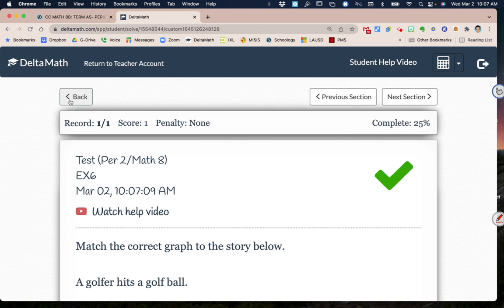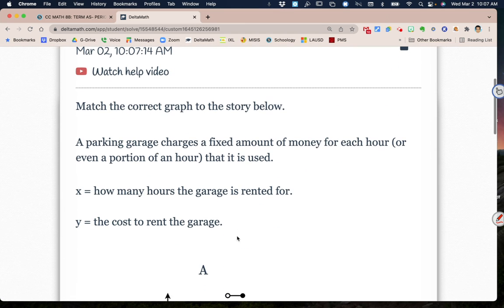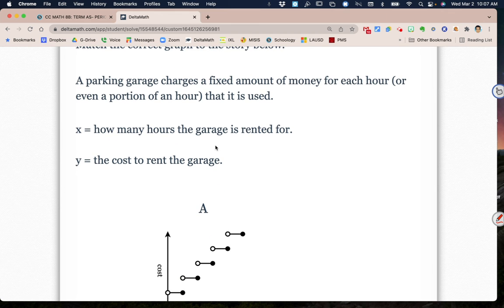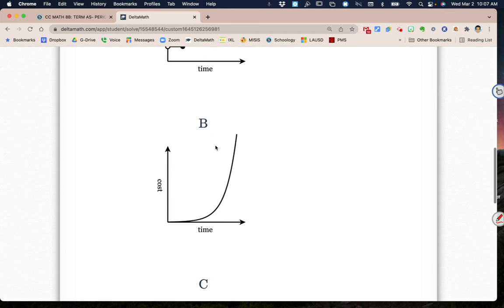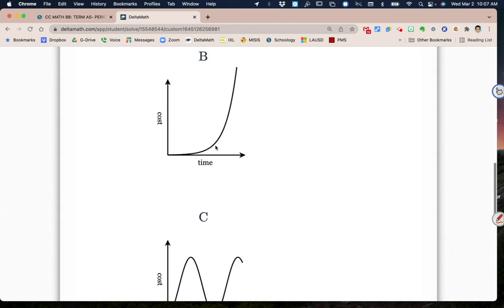Okay, last one. Number 7, which should be 8. A parking garage charges a fixed amount for each hour or every portion of an hour. So if you stay an hour and 15 minutes, they're going to charge you for 2 hours. They'll charge you this much, then the next hour they'll add some more, then the next hour they'll add some more. No partial money. Okay. So which of these graphs best describes how they charge you, the cost over time?